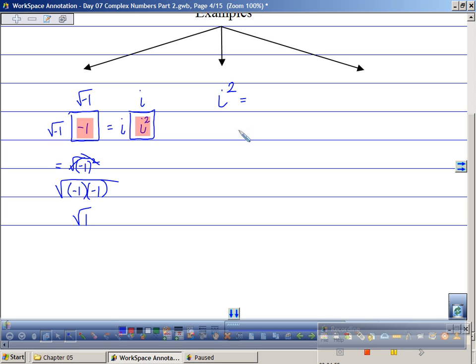Right? Negative anything times negative anything is always going to be positive. So i has this special quality to it. That's why we give it the letter i, and that's why we call it imaginary, because it's the only thing that works that way. Okay? Make a little bit of sense? Yeah? Okay.